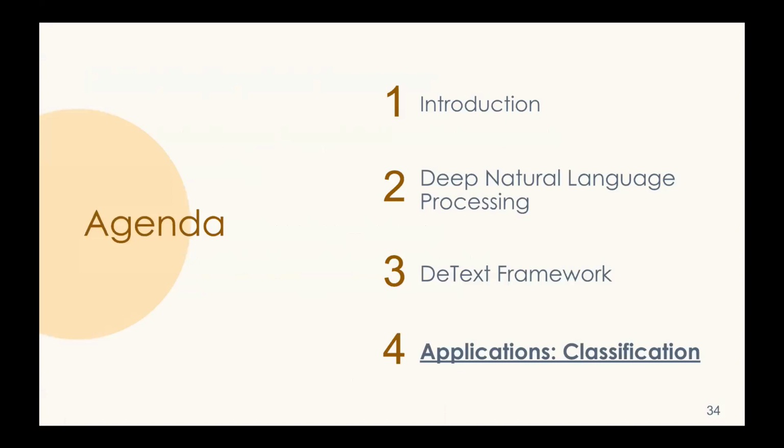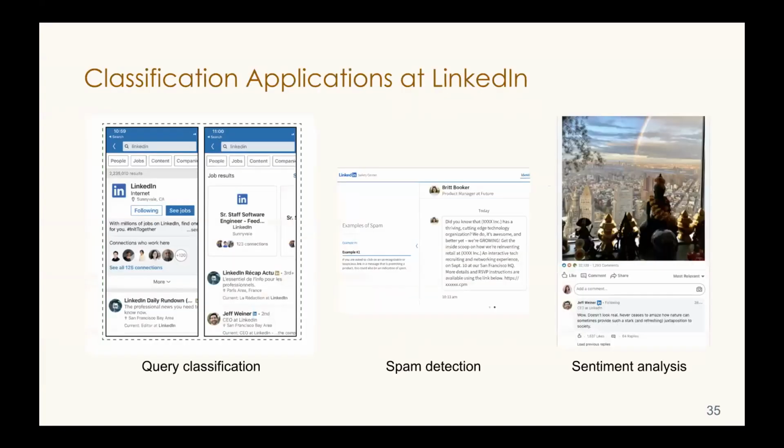I'll next talk about a classification application that also uses DeText for its design. A lot of these text classification applications are very popular in modern search and recommender engines, including query classification to detect the intent, and also spam detection and sentiment analysis.